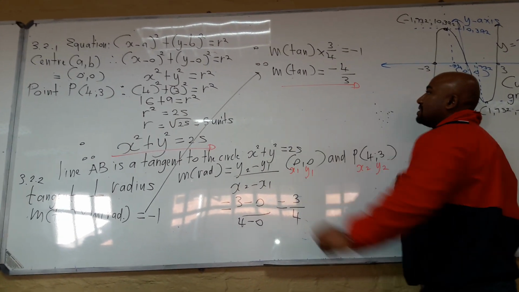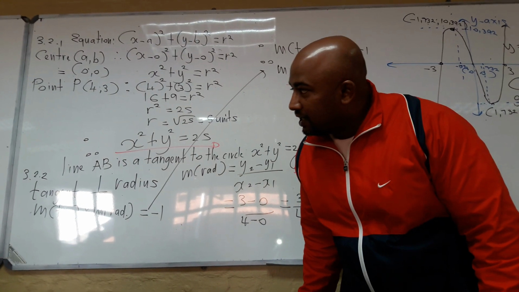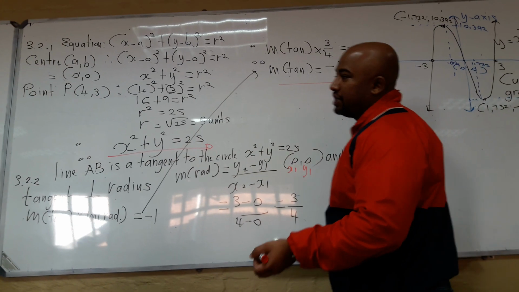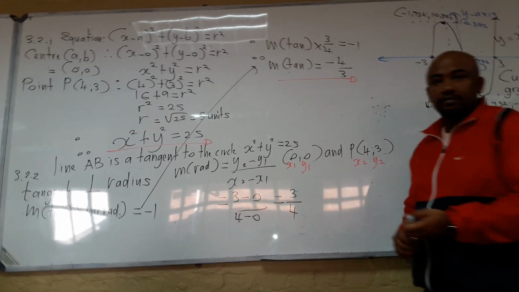That is the gradient. Did the question ask us for the gradient? Calculate the gradient of line AB. Oh, the next question is the tangent equation. Okay, so that was the gradient. Let's find the equation.